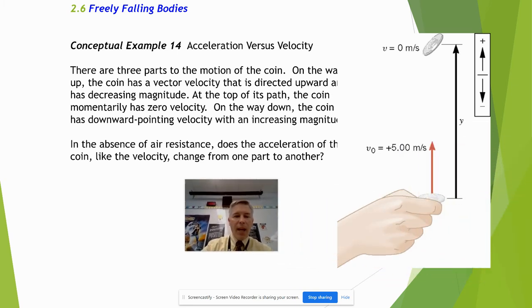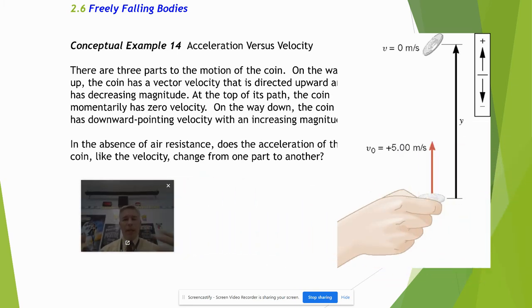So when I have some object moving, there are different parts that are very important. At the top of the path, the coin is going to have a momentary velocity of 0. On the way down, it's going to have a negative velocity. On the way up, it's going to be positive.